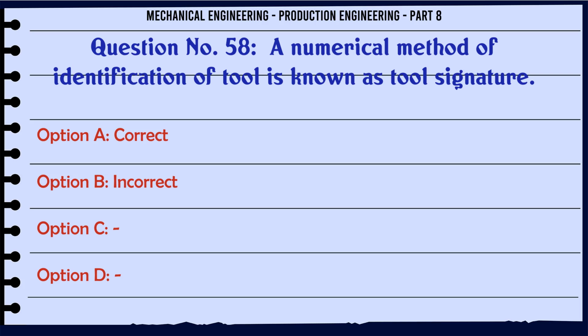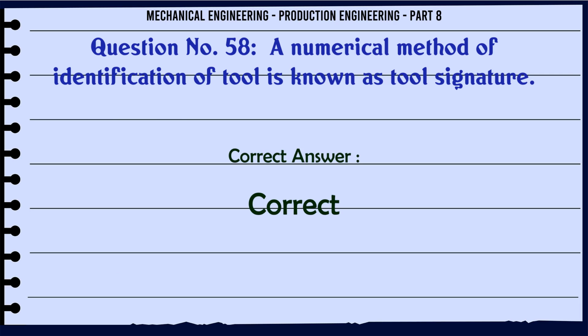A numerical method of identification of tool is known as tool signature. A. Correct. B. Incorrect. C. D. The correct answer is correct.